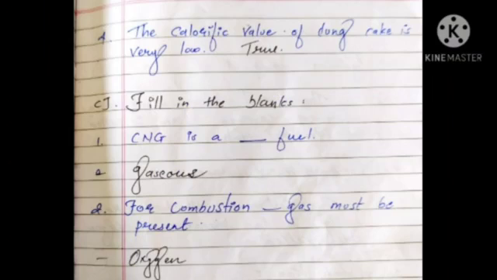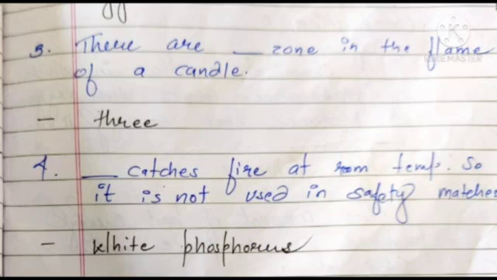That is true. C, fill in the blanks. The first one is CNG is a dash fuel, and the answer is gaseous. Second one is for combustion dash gas must be present, and the answer is oxygen. Third one is there are dash zones in the flame of a candle, and the answer is 3. Fourth one is dash catches fire at low temperature, so it is not used in safety matches, and the answer is white phosphorus.